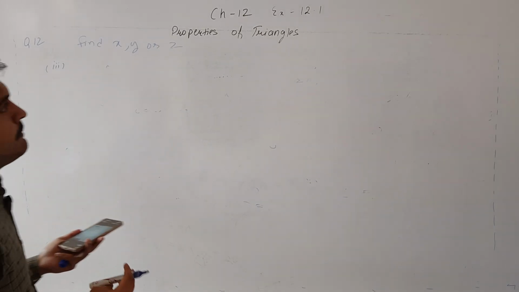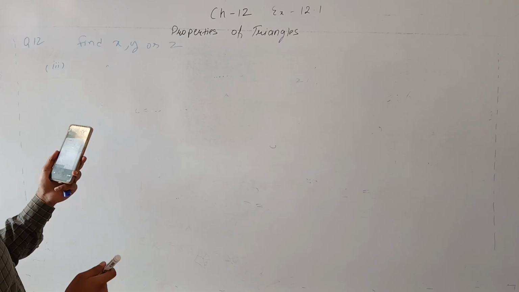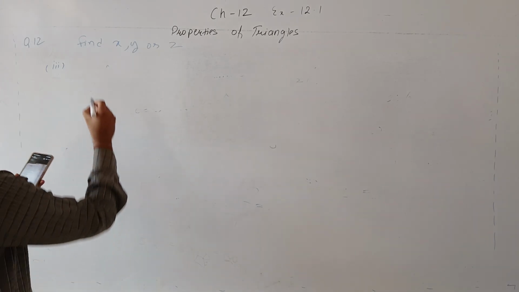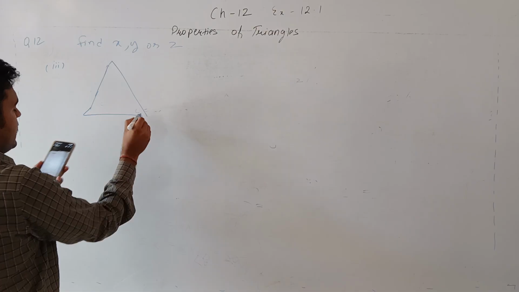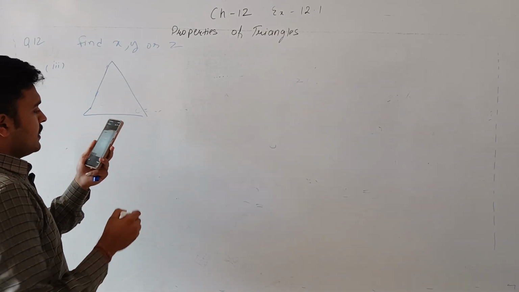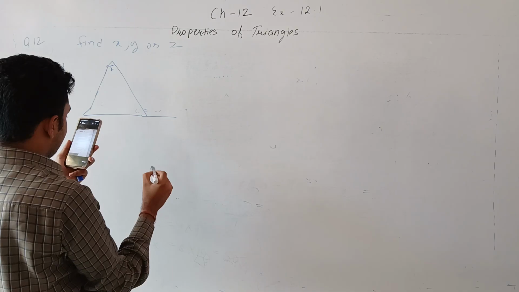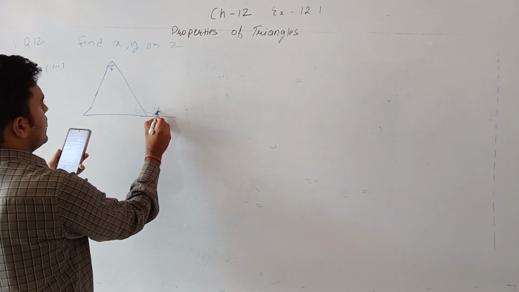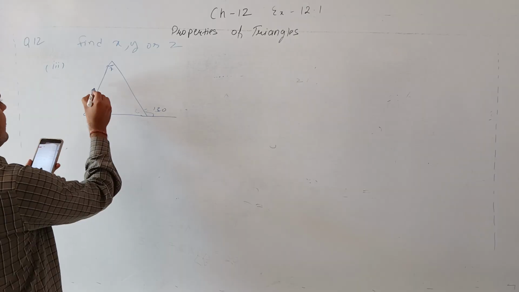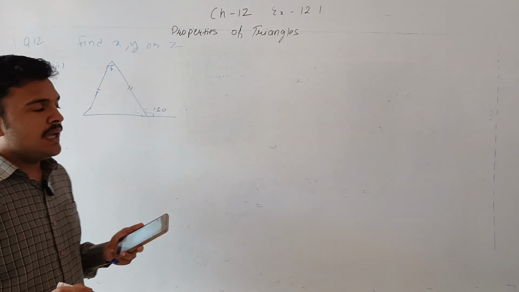So chapter exercise 12.1, question 12 part 3 we were doing, and the third question is: in the triangle, this is given as angle x and this is given as angle 130, and the two sides are equal. The two sides are equal, we have to find angle x.